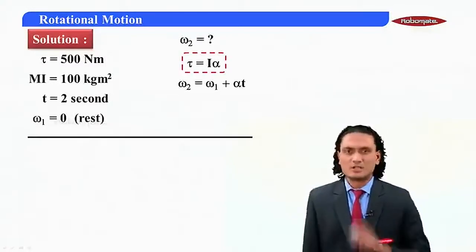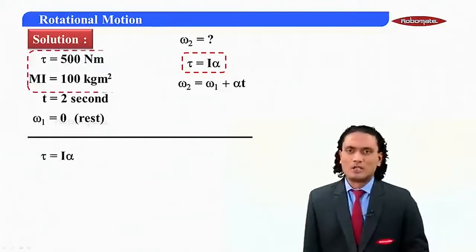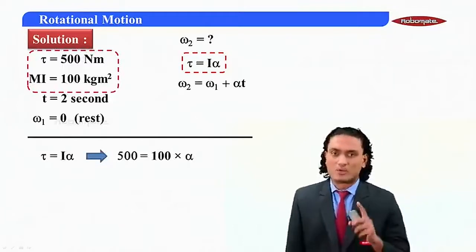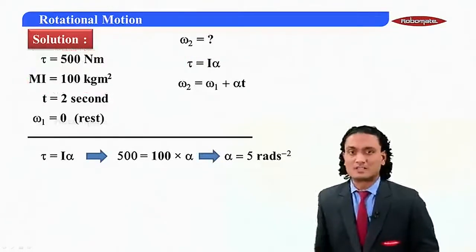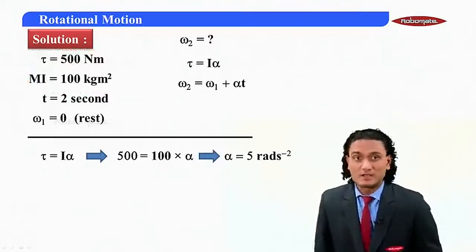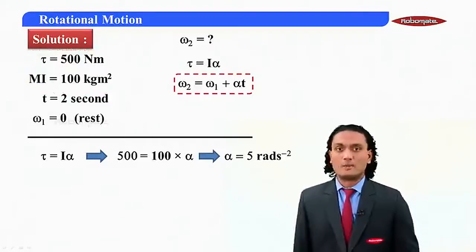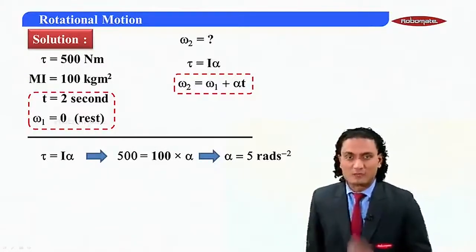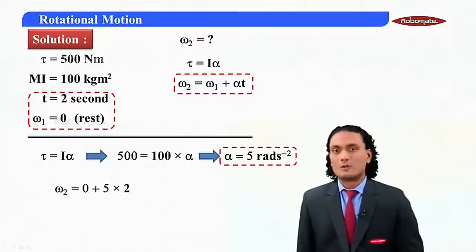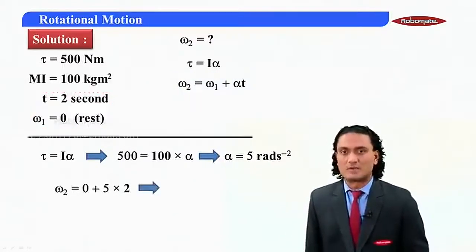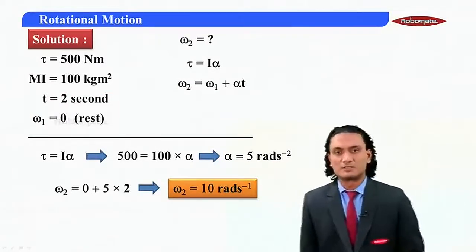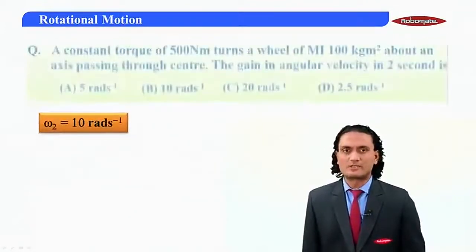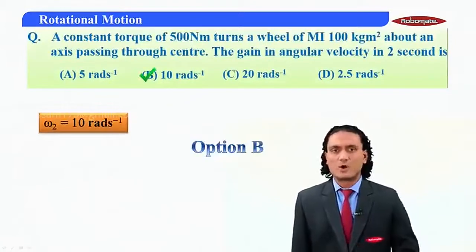Torque is I alpha. Now we know torque is 500 and I is 100. So we can write 500 is equal to 100 into alpha. Then alpha is nothing but 5 radian per second square. Now we have alpha. Can we find out omega 2? We know omega 2 is omega 1 plus alpha t. We know t is 2 and omega 1 is 0. Alpha is 5. Substitute it. You will get omega 2 is 0 plus 5 into 2, which is exactly 10 radian per second. So omega 2 is 10 radian per second. Now, let me bring the question and check which is the correct option. Option B is the correct one.